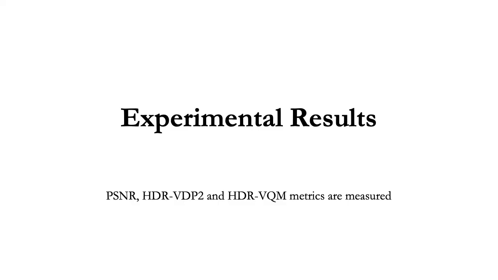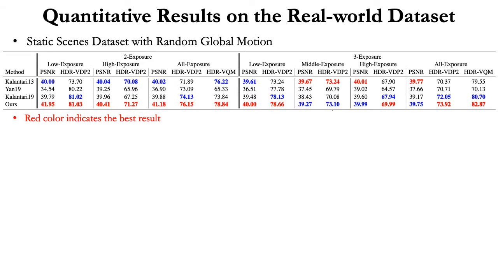Let's look at some experimental results. PSNR, HDR-VDP2 and HDR-VQM metrics are measured. We quantitatively compared our method with existing methods on the introduced dataset. This slide summarizes the results on the static scene dataset augmented with global motion. Red color in the table indicates the best result.